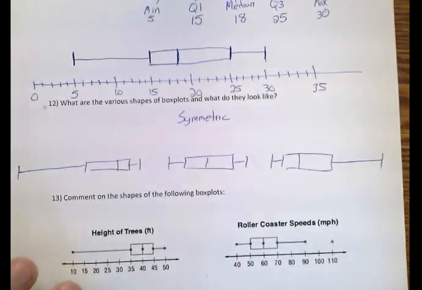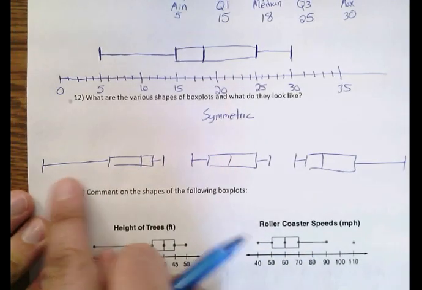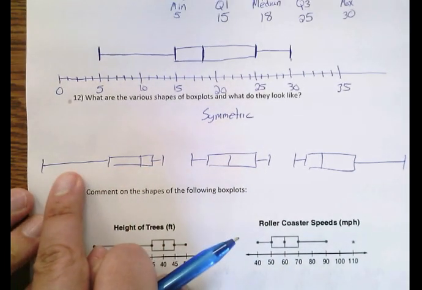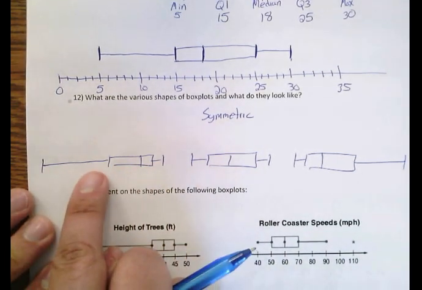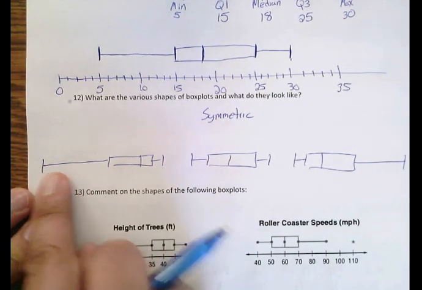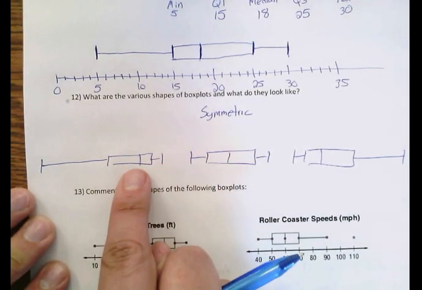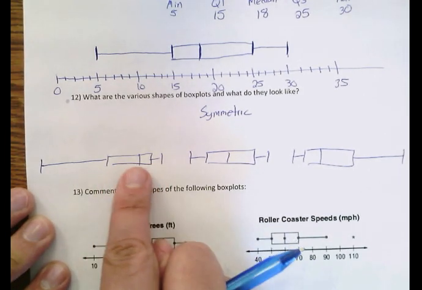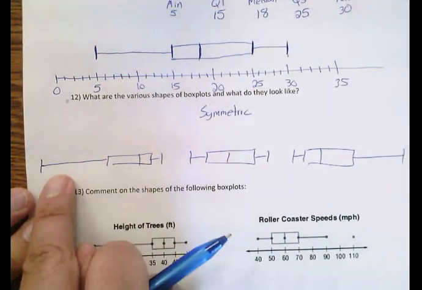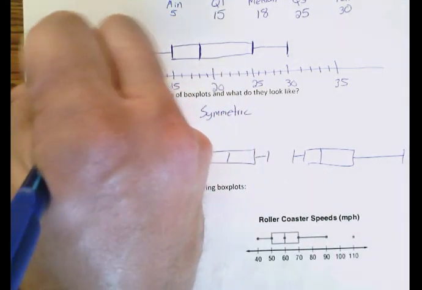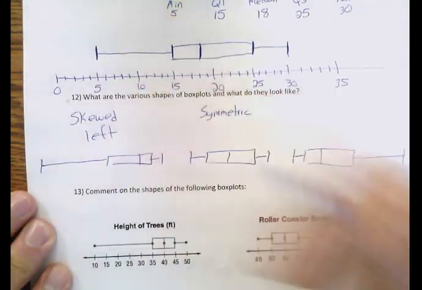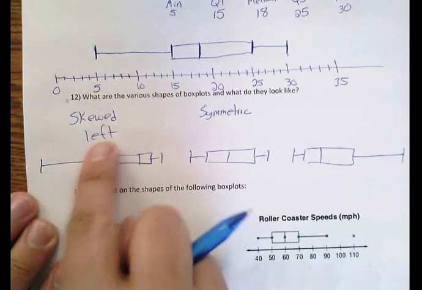My other two shapes are a little bit different. If you notice this box plot over here, just a rough sketch, it really stretches out and gets long on the left side. So the whisker is really, really long on the left side, short on the right side. The left side of the box really stretches out, but it's short on the right. So we really stretched out the shape on the left side. This is what we call skewed left. So when it stretches out to the left, it's skewed left.